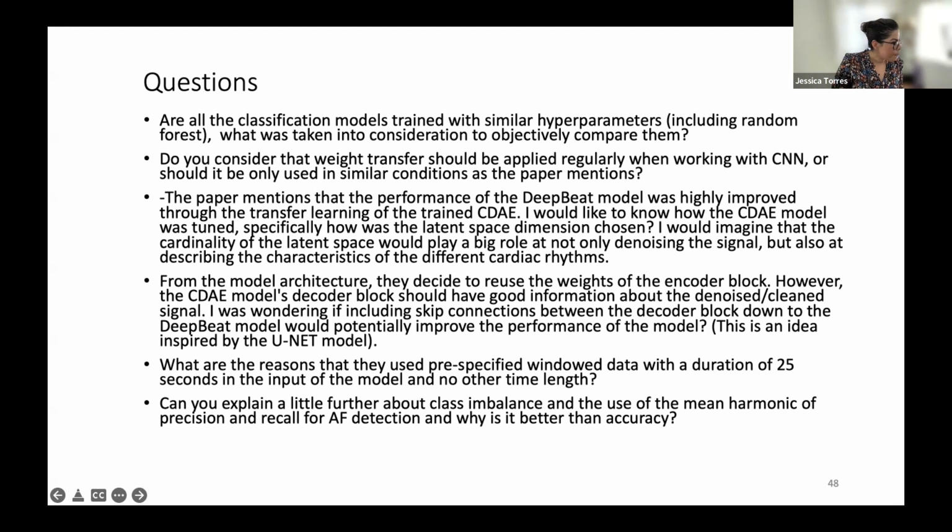The second to last one: what are the reasons to use a specified window length of 25 seconds? We actually looked at different time lengths. We looked at 15 seconds, 25, and 45. And we have to think about the use case. As a scientist, I never want to create something that's not useful. It may be the greatest idea ever, but if it's not useful, it's not going to be applicable.